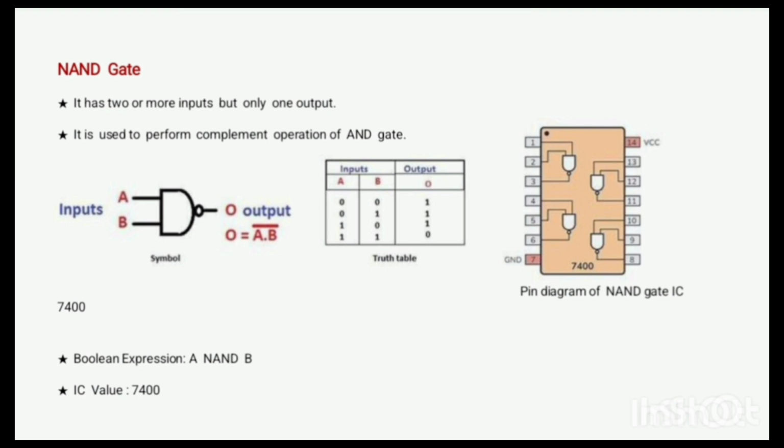This is the standard pin diagram of IC 7400, means NAND gate. 7 pin ground, 14 pin positive supply VCC, first and second pin input, third pin output. In IC 7400, there are 4 NAND gates. This is all about NAND gate.